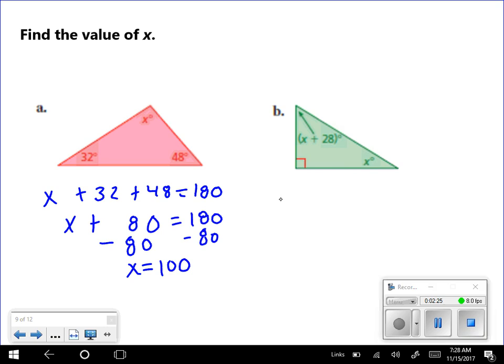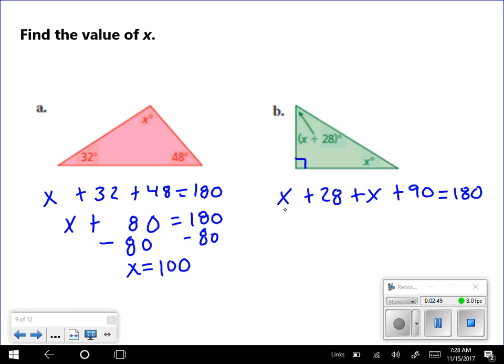Alright, so same thing with B, except now we have a little bit more variable action going on. So we're going to say x plus 28 plus x plus 90, because this little box means that we have a 90-degree angle, it's a right triangle, equals 180. And you can do these examples on the back of your foldable too. That's why I said leave some room for a few examples.